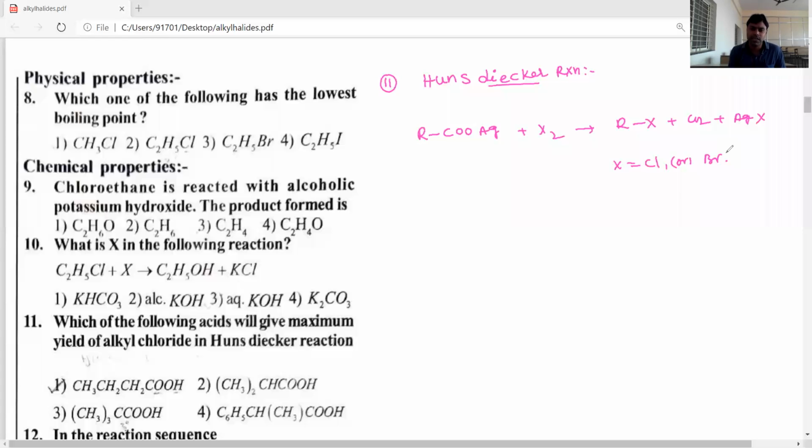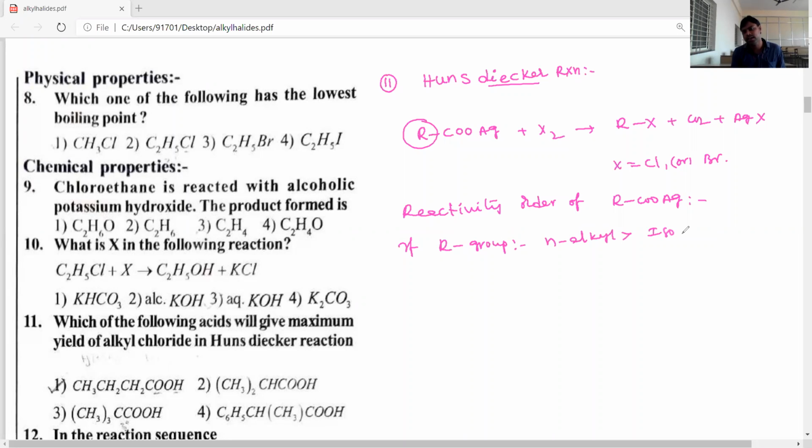Okay, now here is the reactivity order of silver salts of carboxylic acids, RCOOAg. If the R group is an n-alkyl group, n-alkyl is more reactive than isoalkyl, and then neoalkyl groups.